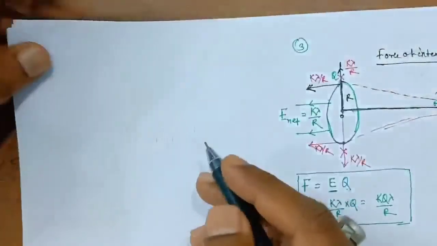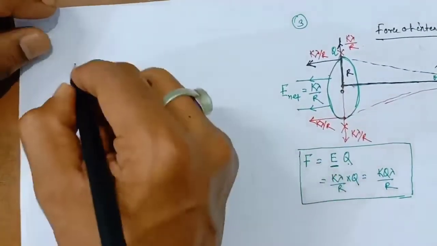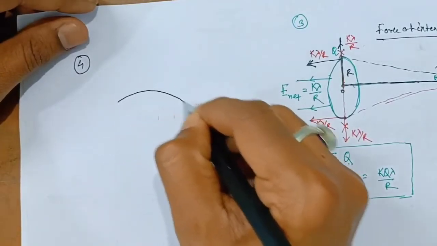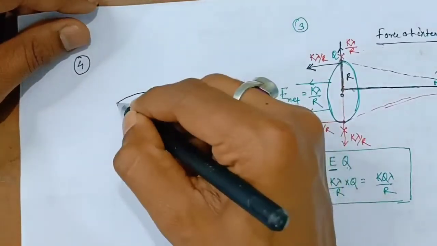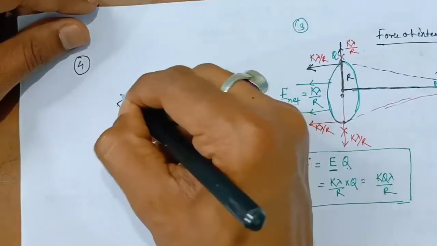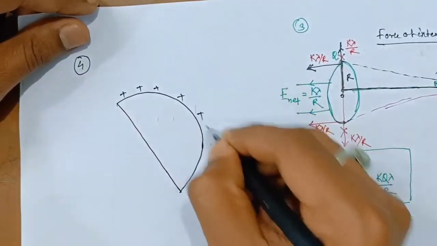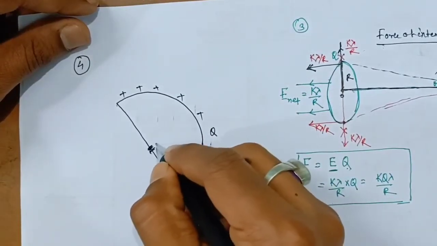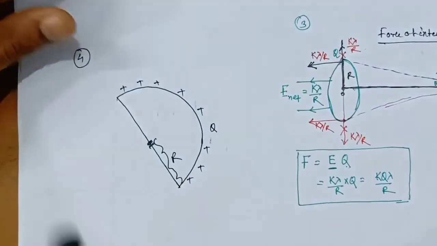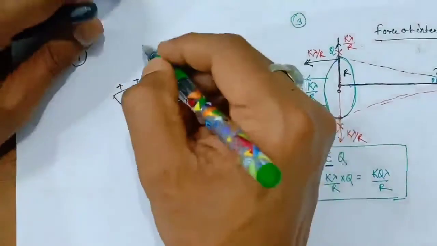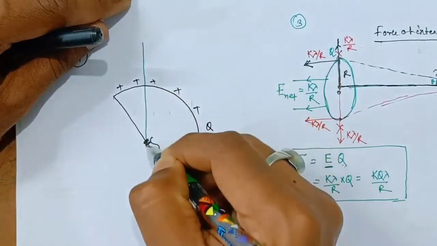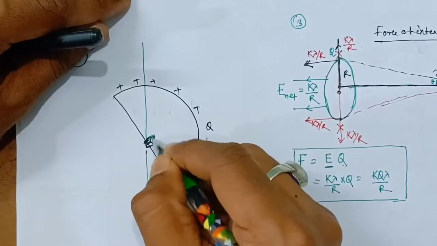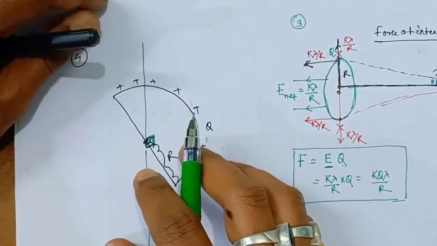One more illustration I want to make from the student perspective that will be more helpful. I consider a semicircular ring. This is my semicircular ring. Charge q is uniformly distributed on this semicircular ring, having radius r. Exactly from one infinite rod, exactly perpendicular to the plane of the ring.